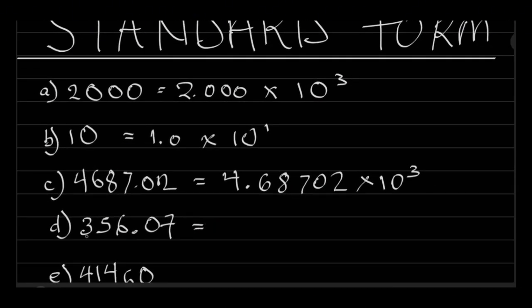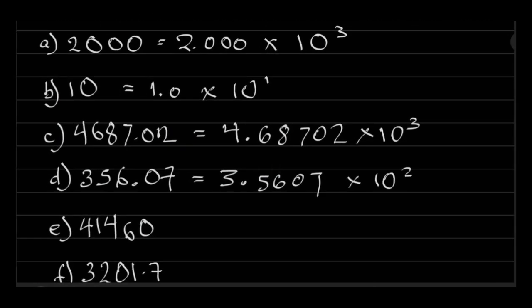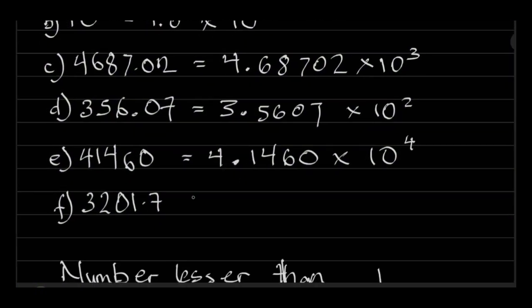Again, we have 356.07. There are already 2 decimal places, but our first significant figure is 3, so we introduce our decimal point. Then we have 3.5607. We have added 2 decimal places, so that will be times 10 raised to the power 2. Now we have 41,460. Our first significant figure is 4, so we are going to have 4.1460 times 10. How many decimal places did we create? 4. So raised to the power of 4. That's as simple as it goes.